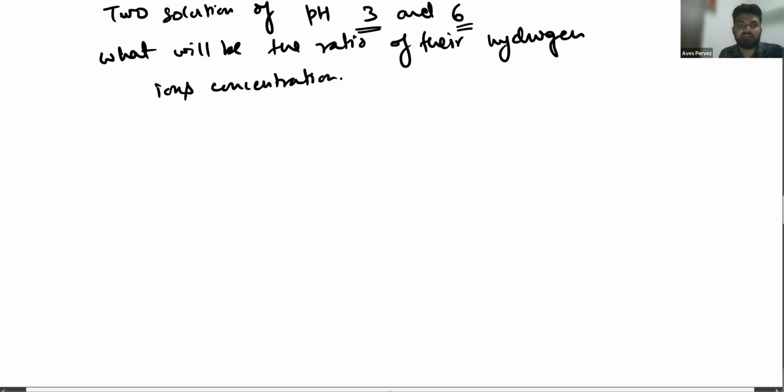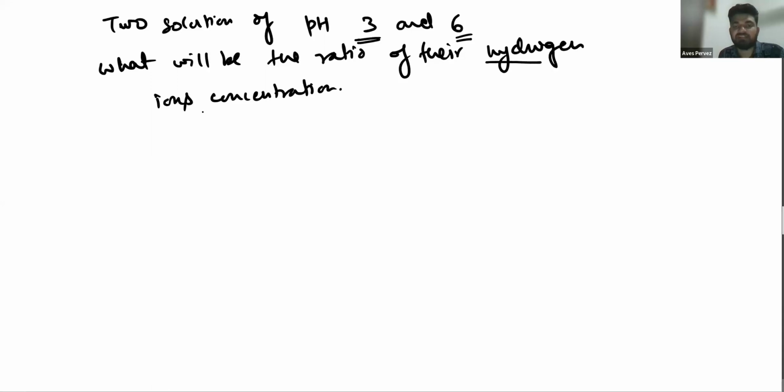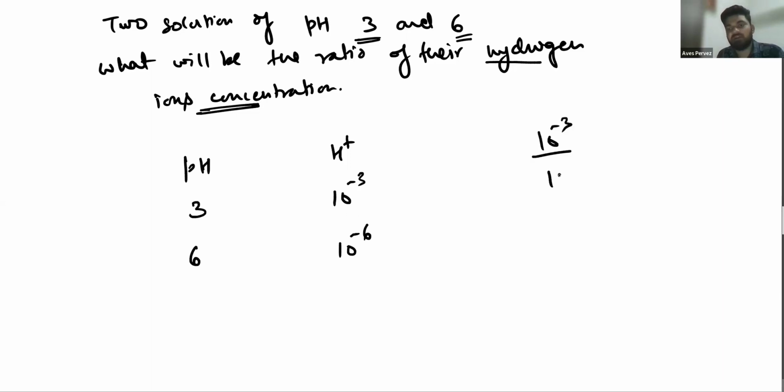If the pH of a solution is 3, what does it mean? The ratio of hydrogen ions is being asked. If pH is 3, then the hydrogen ion concentration will be 10 to the power minus 3. If pH is 6, then the hydrogen ion concentration will be 10 to the power minus 6. The ratio is 10 to the power minus 3 divided by 10 to the power minus 6. You can bring this power to the upside because the base is the same.